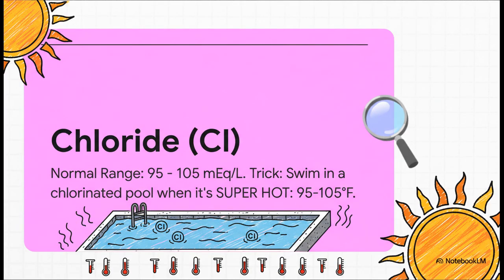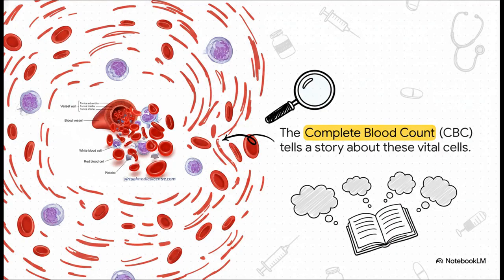It just works. And check this one out for chloride. The normal range is 95 to 105. Just imagine it's a blistering hot summer day. What's the perfect temperature to go swimming in a nice chlorinated pool? Probably when it's super hot outside, right? Like 95 to 105 degrees. Chlorine, pool, hot day, 95 to 105. Boom, locked in.